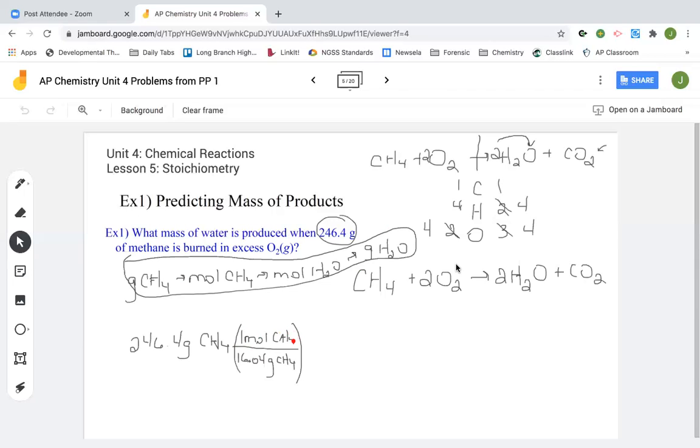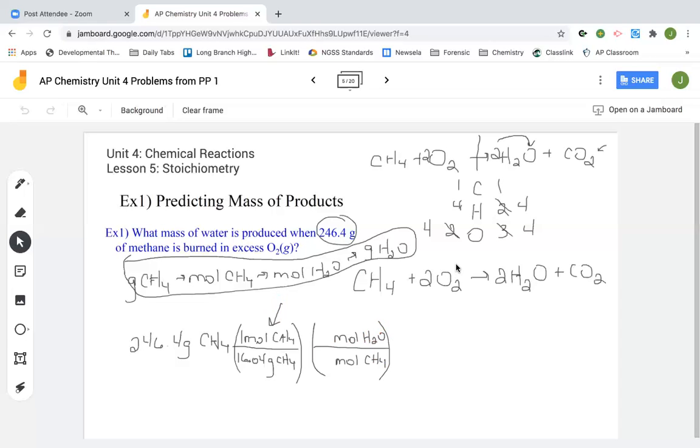So right there, we just converted to moles of methane. Now we have to convert to moles of water. This is where we go from one compound to another compound. Because we have 1 mole of methane up here, we need moles of methane on the bottom of the next fraction so that they cancel out. So on the bottom, we're going to put moles of methane, and on top we have moles of water because that's the compound we want to go to.